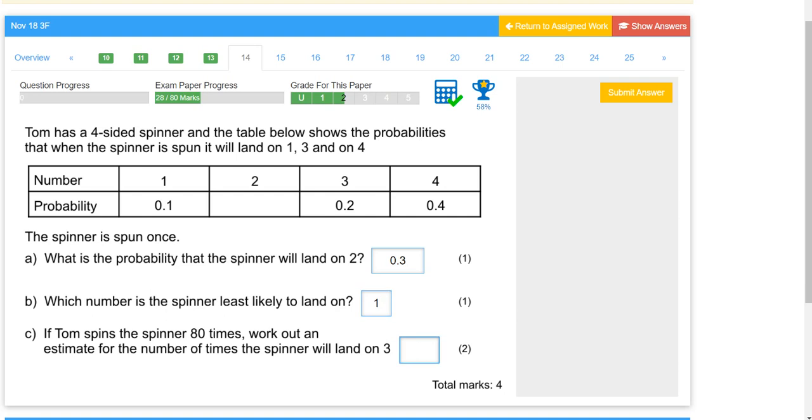And then he spins it 80 times. The number of times it'll land on a 3. Well, my calculation is for every 1 time, it's got a 0.2 chance. So if I do it twice, it's got 0.4 chances. If I do it 3 times, it's 0.6. If I do it 80 times, let's put in my calculator, 80 times 0.2, then it's got 16 chances of landing. So that's what we estimate, it'll land on 3 16 times.